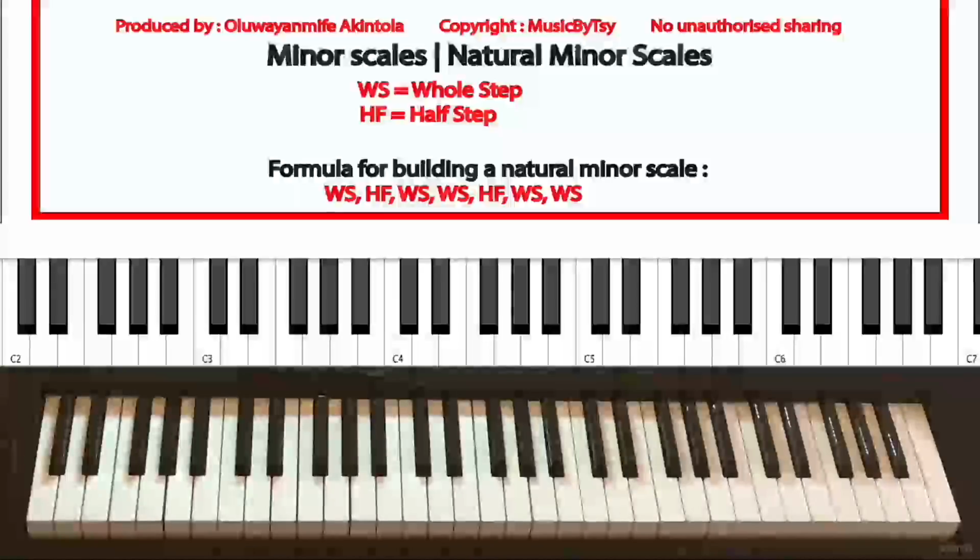Now, what do I mean when I said that major scales and natural minor scales are related? Well, I'm going to explain what I mean now. Let's take the C major scale. So the C major scale goes like this.